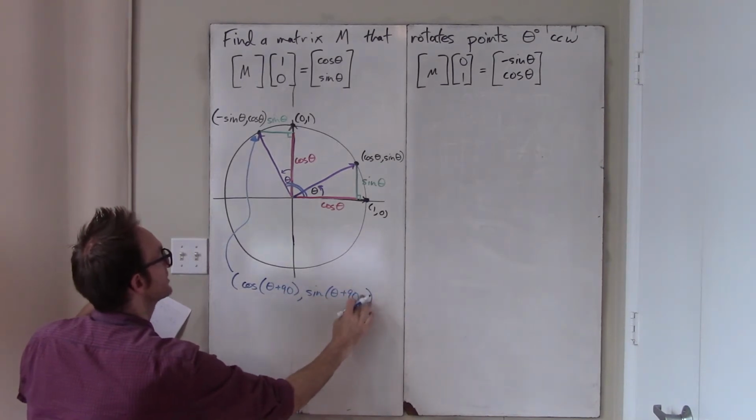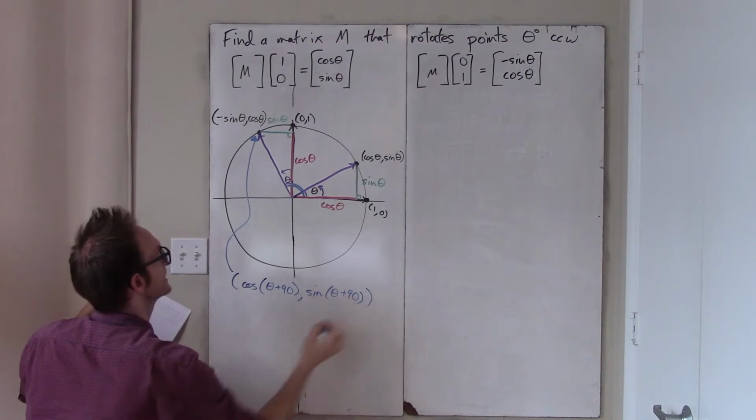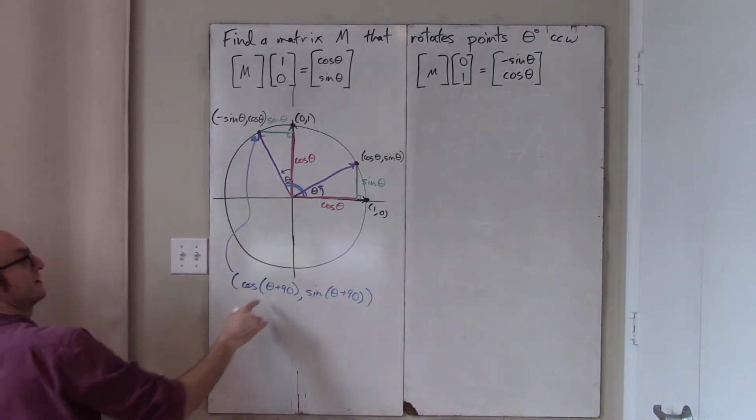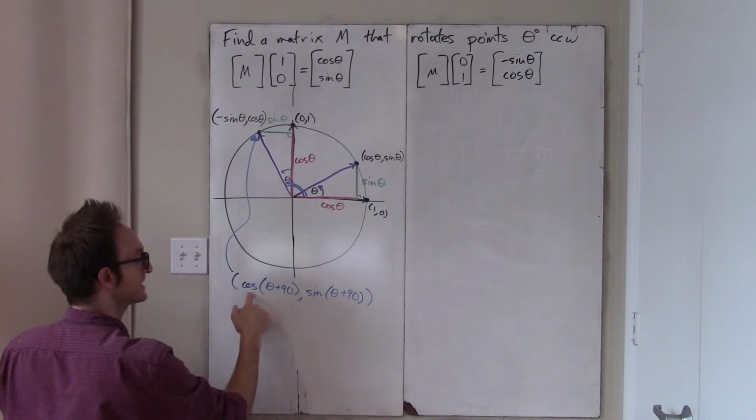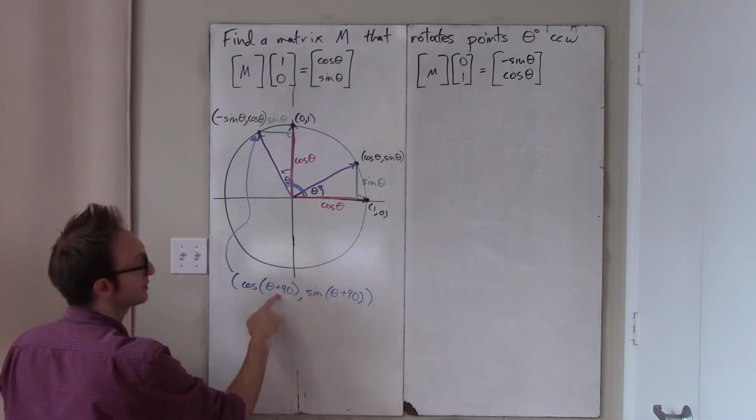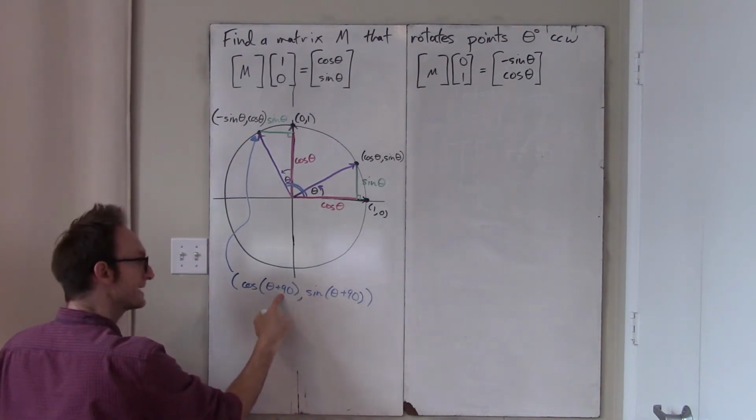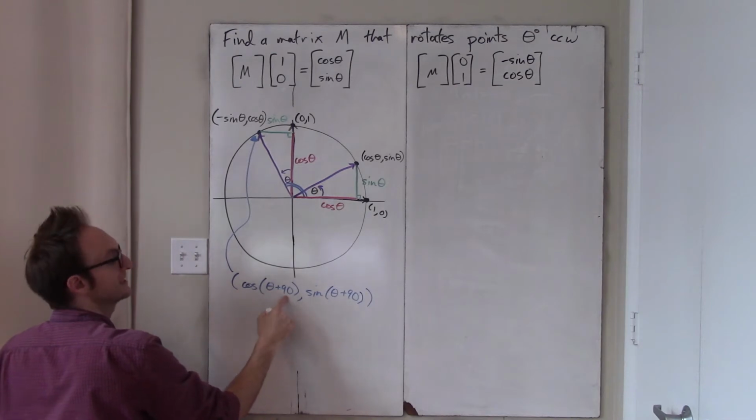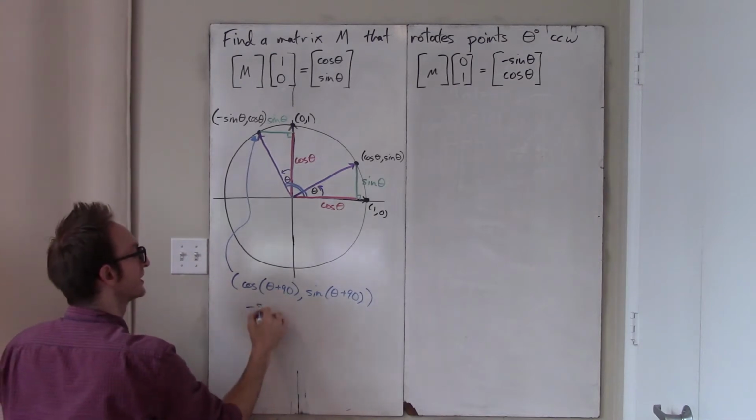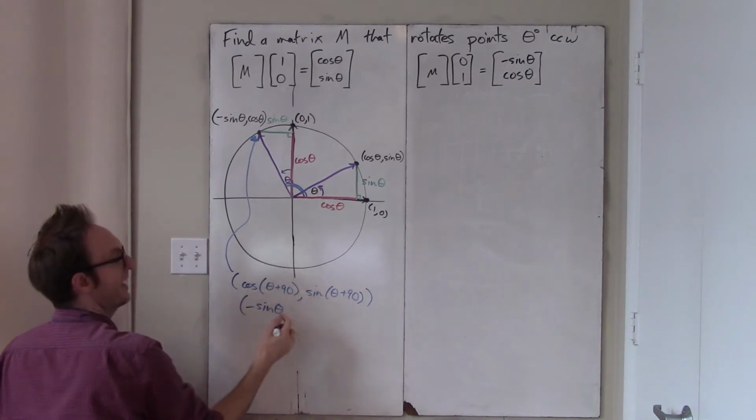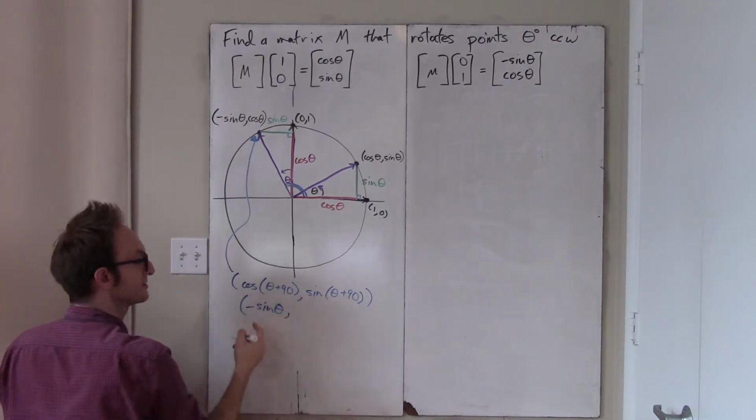Okay, and now if you just apply some trig identities, what is cosine of theta plus 90? Well, it's cosine theta cosine 90, but cosine 90 is 0, minus sine theta sine 90, but sine 90 is 1. And so you just get, by cranking out the formula, well, there are other ways to do this, but that's one way.